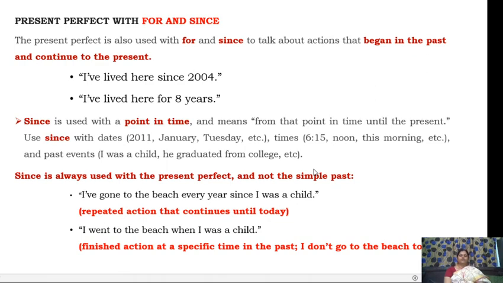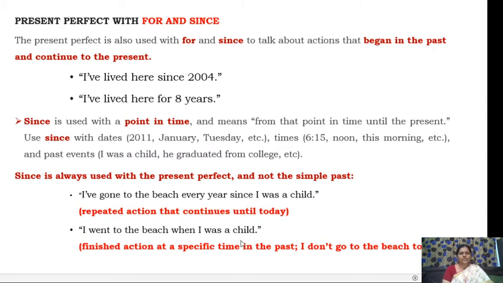Now, I've gone to the beach every year since I was a child. This is a past event reference, like a particular point of time in your past. I've gone to the beach every year since I was a child. So this is a repeated action that continues till today.